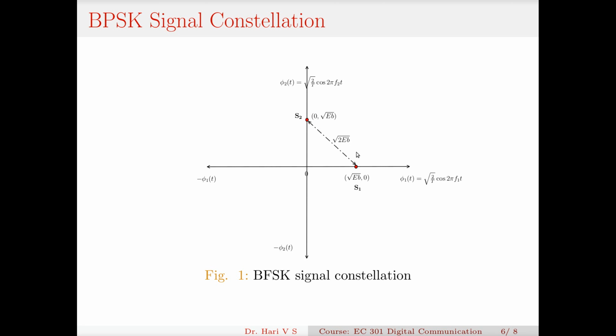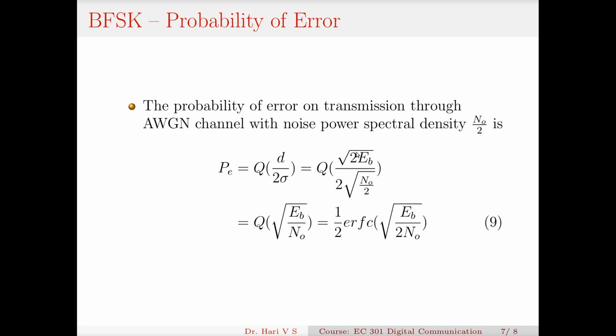Now I can compute the probability of error with the same equation. P_e is Q of d by 2 sigma, and this d is root of 2 E_B divided by 2 root N_0 by 2, which on cancellation becomes Q of root E_B by N_0, which is nothing but half erfc of root of E_B by 2 N_0. So this is the probability of error for a BFSK system.